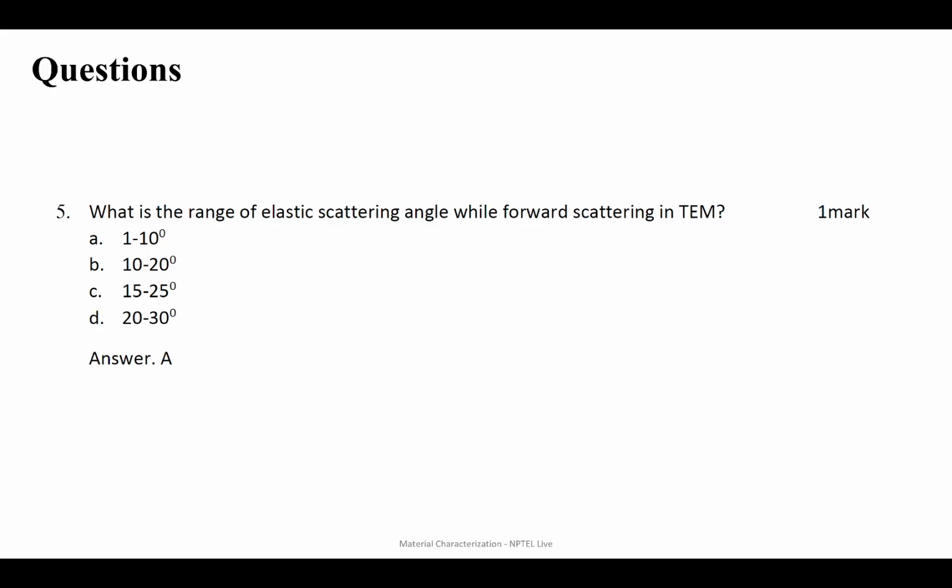This we studied just now. For elastic scattering, the range is 1 to 10 degrees, and for inelastic scattering, the range is less than 1 degree. Hence we keep the detector slightly off axis at around 10 milliradians.